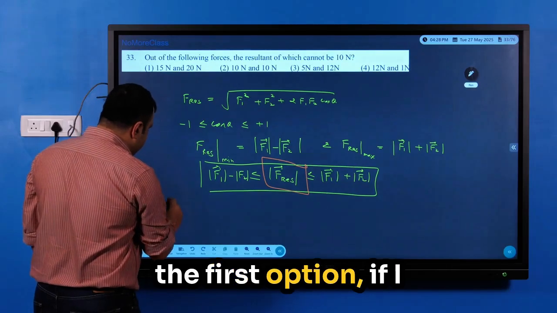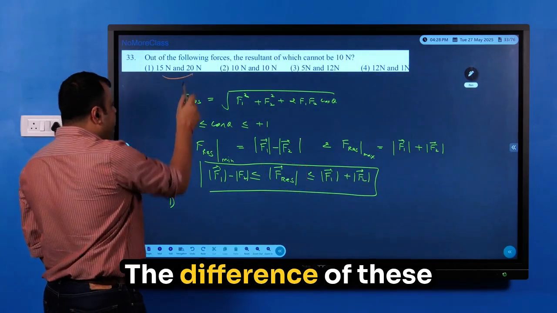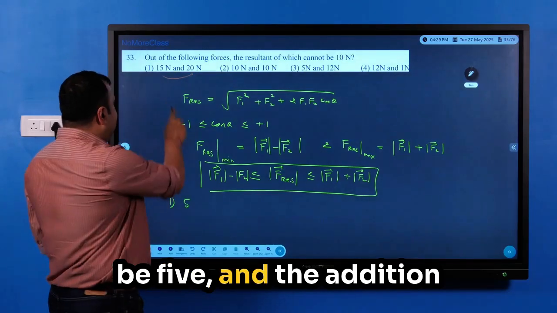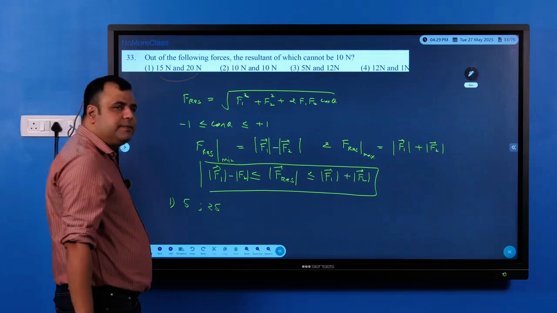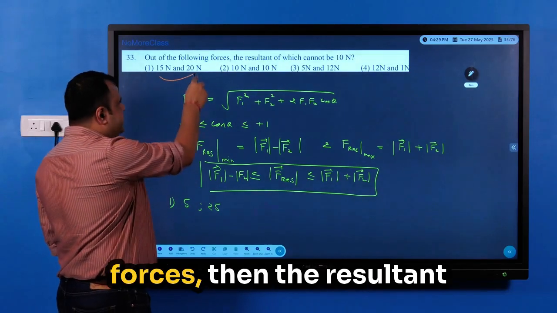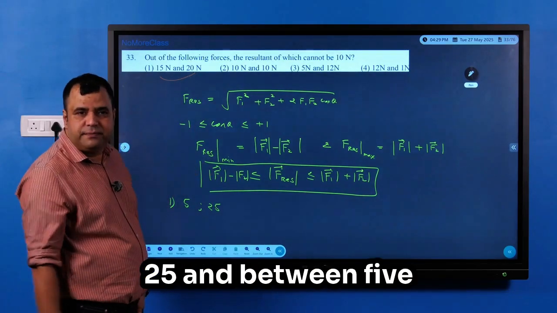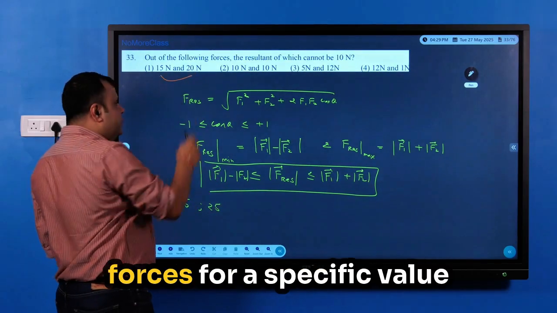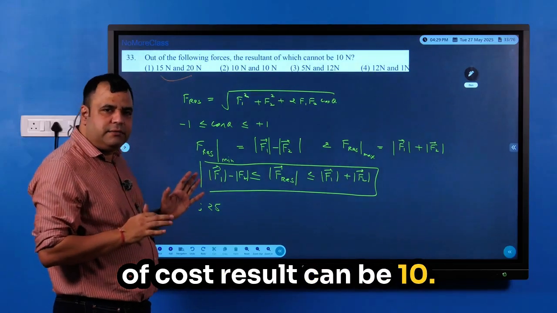If I check the first option, the difference of these forces comes out to be 5, and the addition of these 2 forces comes out to be 25. So if these are the 2 forces, then the resultant can lie from 5 to 25, and 10 lies between 5 and 25. So for these 2 forces, for a specific value of cos theta, the resultant can be 10. There is a possibility.